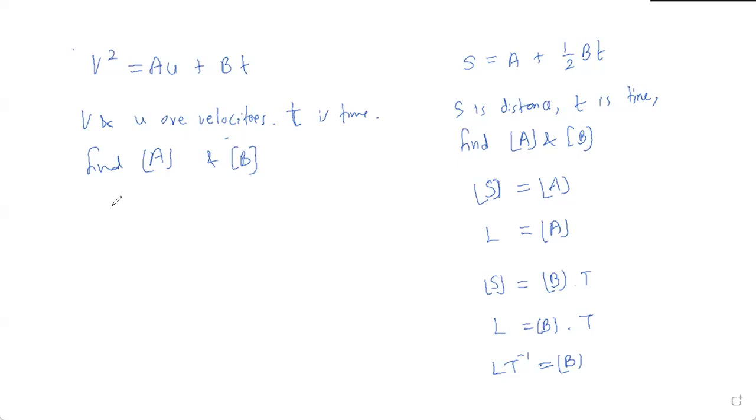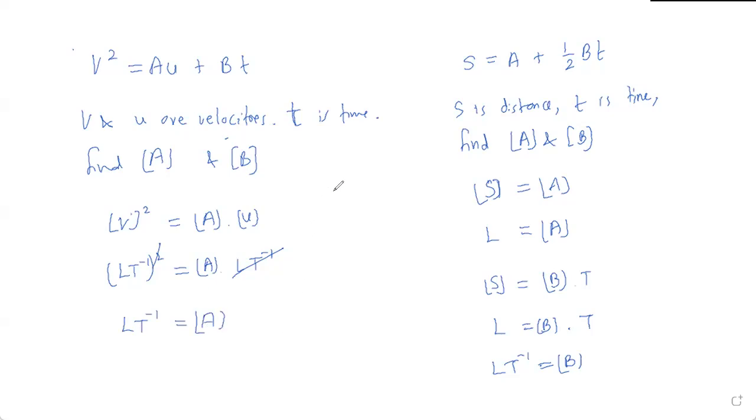So v and u are velocities, right? The dimensions of v squared should be equal to the dimensions of a multiplied by the dimensions of u. So v is lt minus 1 square equals dimensions of a into lt minus 1. So there's one of these, there's two of these. So one of these can be cut with one of the two here. So you get that dimensions of A is LT minus 1.